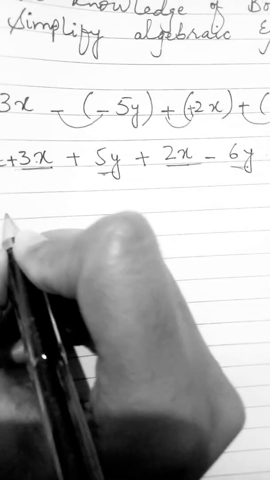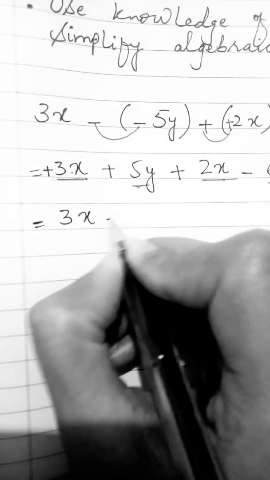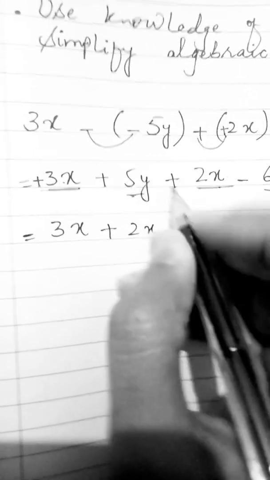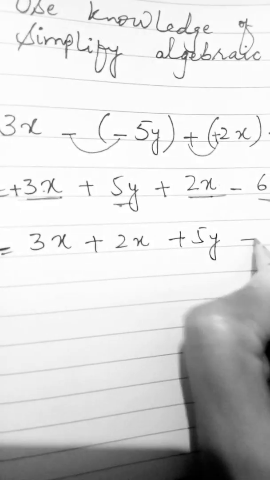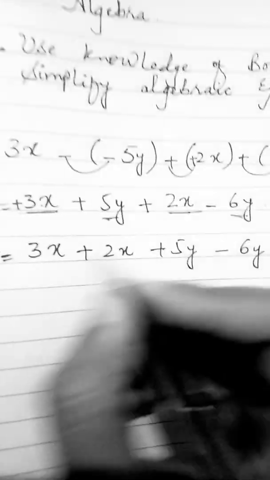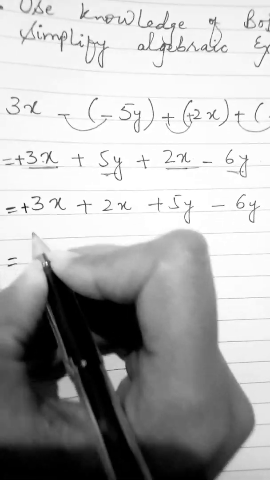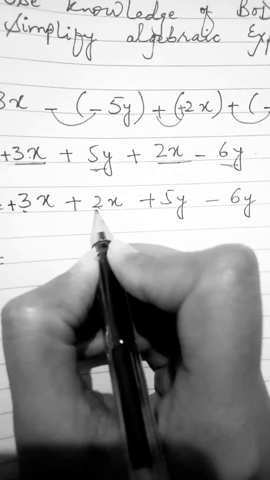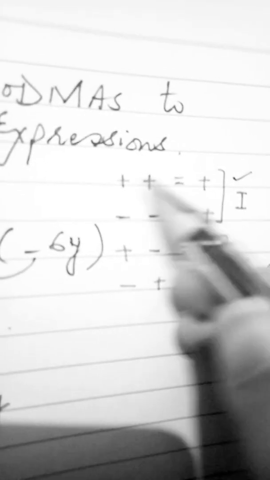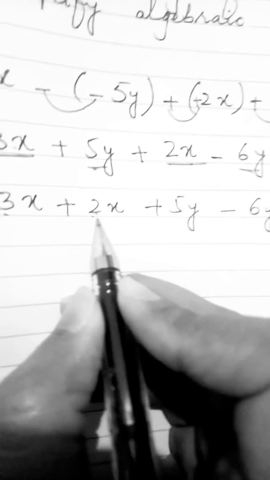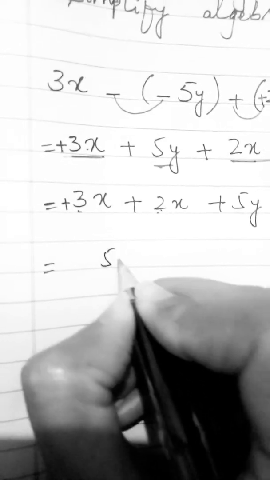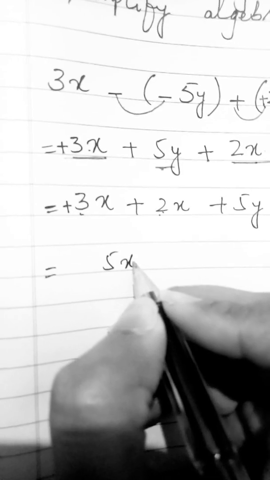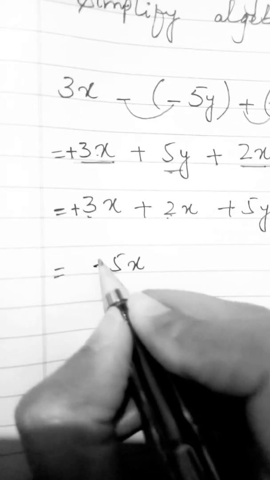All right, you would be writing 3x. Then what is the sign before 2x? Plus. You would be writing them together. Then plus 5y and then minus 6y. Now there is no term which is left over. You would be looking at the signs before the numbers. They both are plus. When you have two positive signs, you will add. So you would be adding them. 3 plus 2 is 5x.